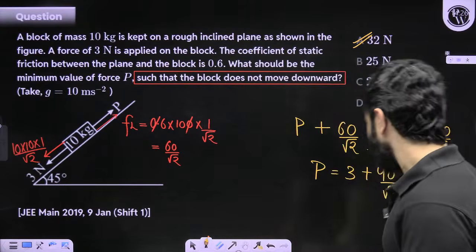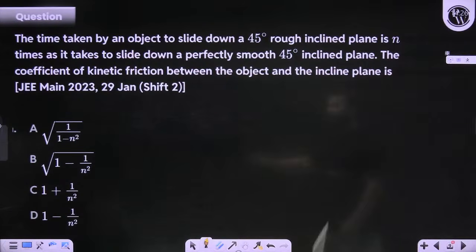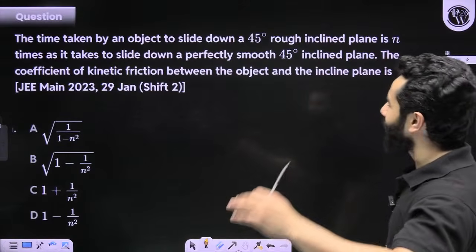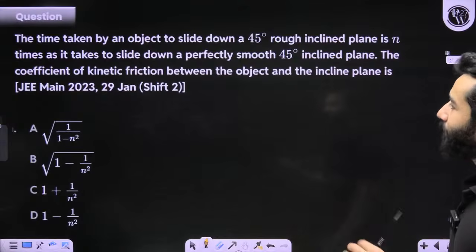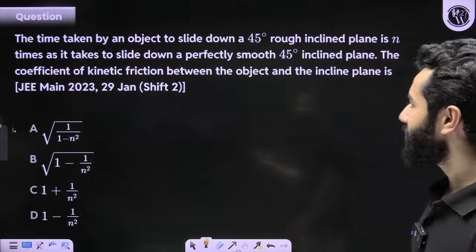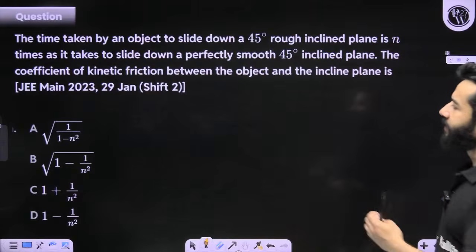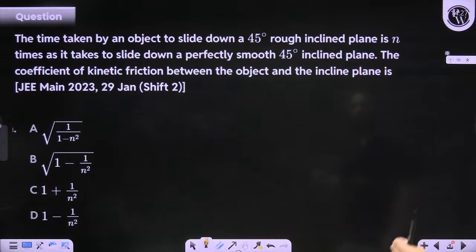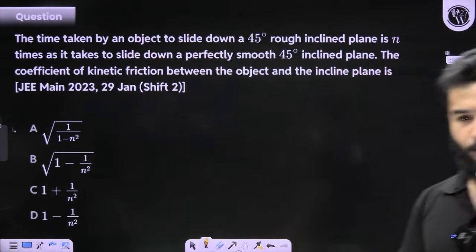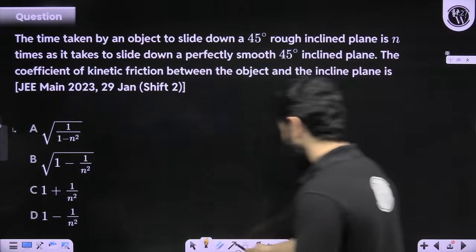Okay, fine. Let's move on to the next one, my dear friends. This question says the time taken by an object to slide down a 45-degree rough inclined plane is n times the time it takes to slide down a perfectly smooth 45-degree inclined plane. The coefficient of kinetic friction between the object and the inclined plane is. You have to find the value of mu. Be quick. Let's solve this question.